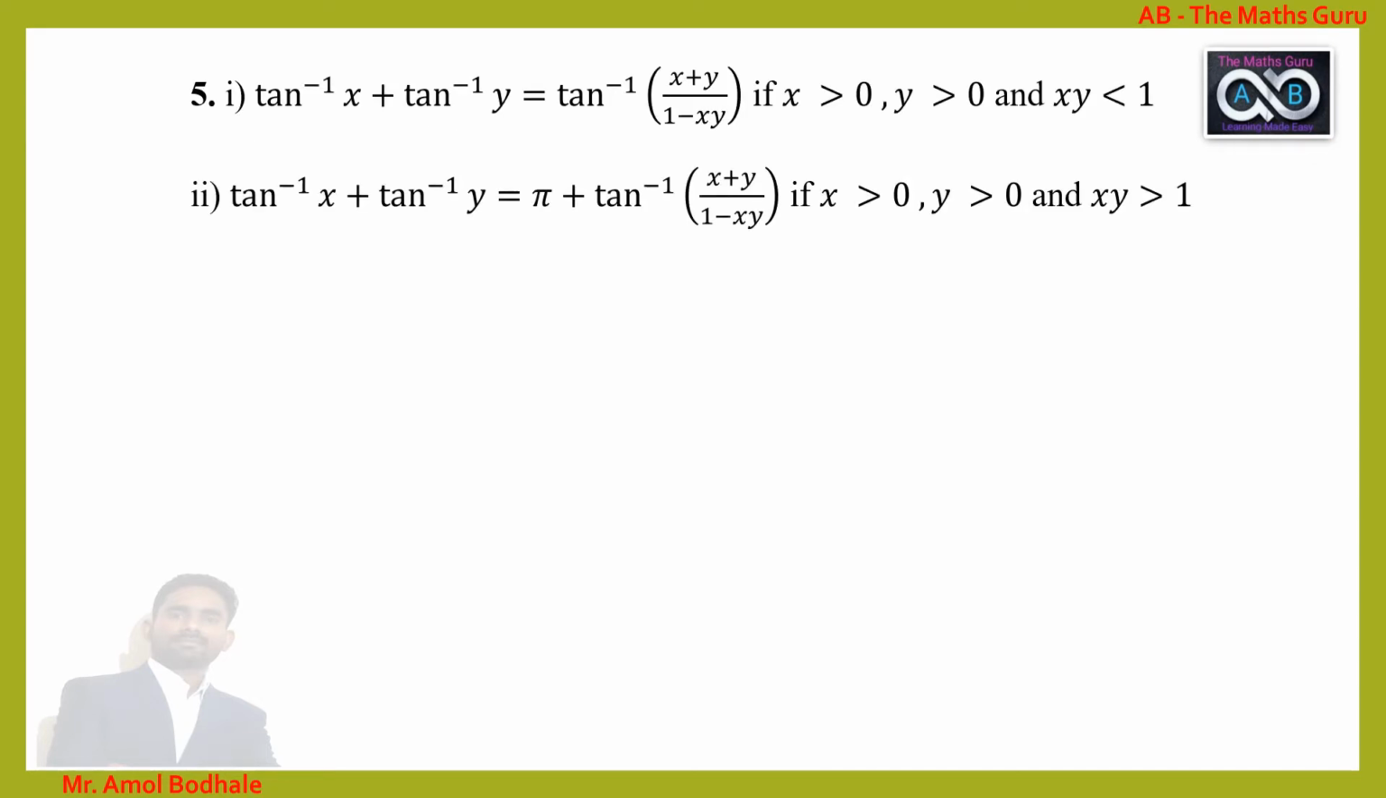Next one, tan inverse of x plus tan inverse of y equal to tan inverse of (x plus y) upon (1 minus xy), where x positive, y positive and x into y is less than 1. But if x into y is greater than 1, then tan inverse of x plus tan inverse of y equal to pi plus tan inverse of (x plus y) upon (1 minus xy), if x is positive, y is positive. And tan inverse of x plus tan inverse of y equal to pi by 2 if x is positive, y is positive and x into y is exactly 1.